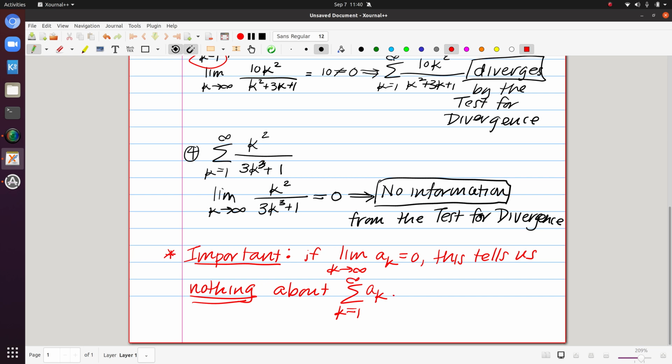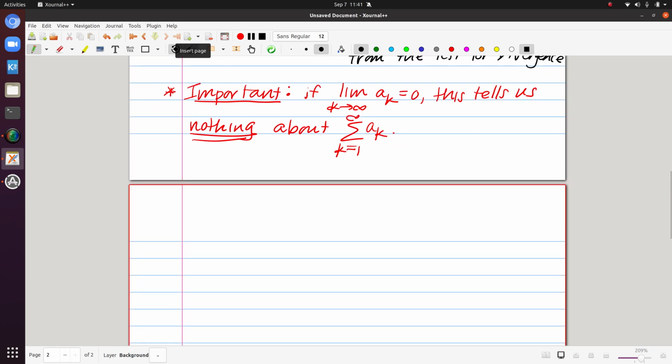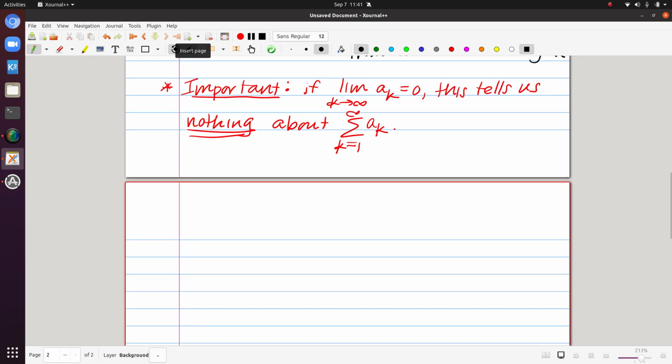So if the terms go to 0, what we're going to see is that the series could converge or it could diverge. So what you absolutely want to avoid is any time where you're saying that because the terms go to 0, the series converges. And this comes back to why I said I like that it's named the test for divergence, because I feel that we would be less likely to say a series converges by the test for divergence, right? So, keep in mind, this test is only conclusive if it can show that a series diverges.